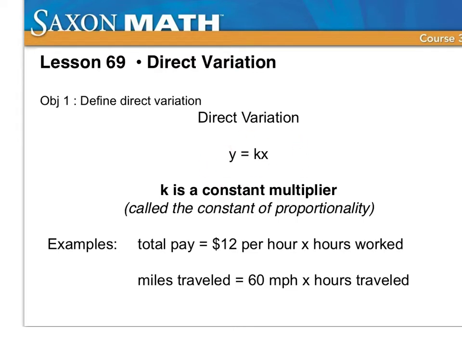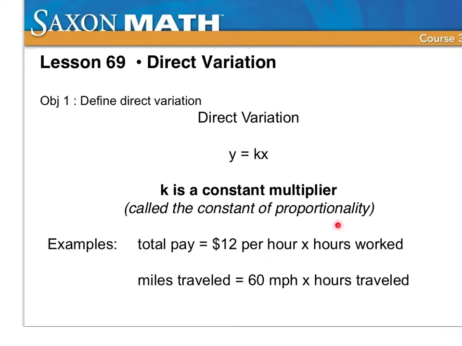Okay, now you recognize y and x. We've been dealing with those a lot. This k, though, is called a constant multiplier, and you will see it called the constant of proportionality. Okay, so direct variation means that if I change one variable, so say I change x, that y always changes by the same amount.